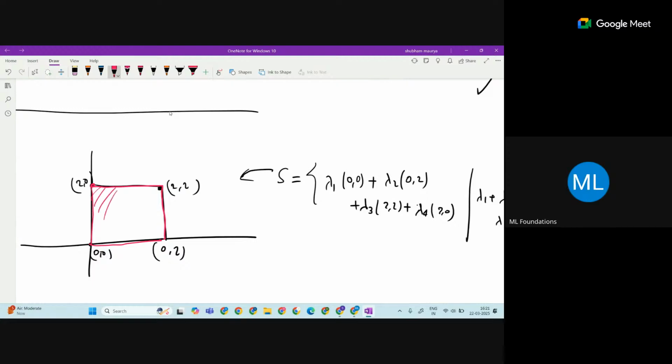This portion. Can anyone answer why it is so? Why is this going to be? Because any of the lambda i has to be between 0 and 1. Any lambda i. So the x coordinate cannot exceed 2 and the y coordinate cannot exceed 2. And likewise, it cannot be less than 0 as well.